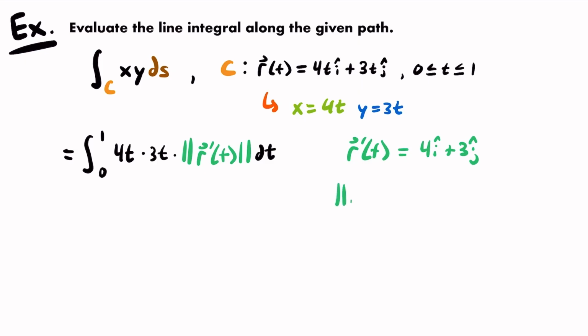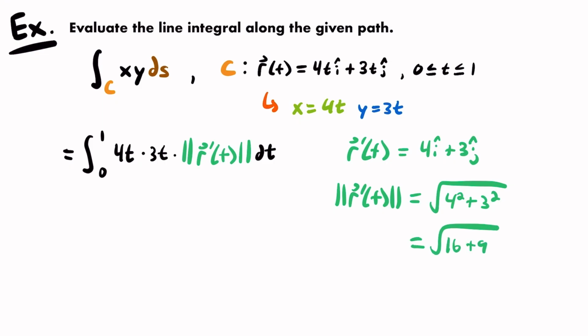And so then we want to take the magnitude of that derivative of the vector function, and that will be equal to the square root of the sum of those components squared. So we'll have 4 squared plus 3 squared underneath that square root. 4 squared is 16, 3 squared is 9, so this is equal to the square root of 16 plus 9, which is equal to the square root of 25, which is 5. So the magnitude of the derivative of the vector function is just 5, so we can substitute that in for this magnitude right here in the line integral, and then we're ready to evaluate it.